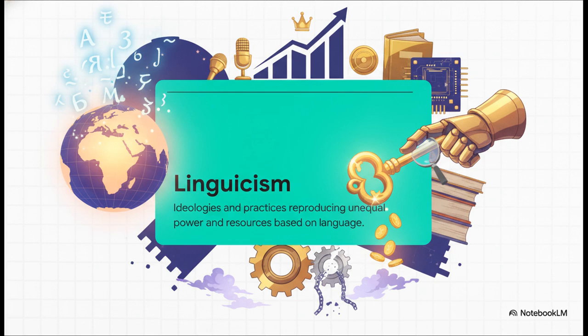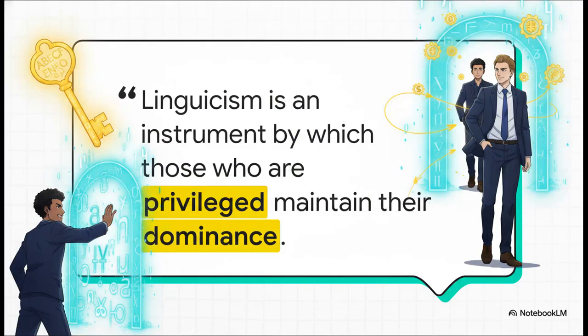But what is absolutely crucial to understand here is that linguicism is argued to function structurally, much in the same way as racism or sexism. It's not just about your individual language preferences. It's about entrenched systems, financial investments, and massive hierarchical structures that elevate one language while systematically marginalizing others. In fact, Professor Phillipson hit the nail on the head when he said, linguicism is an instrument by which those who are privileged maintain their dominance.